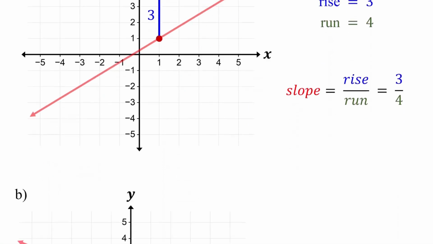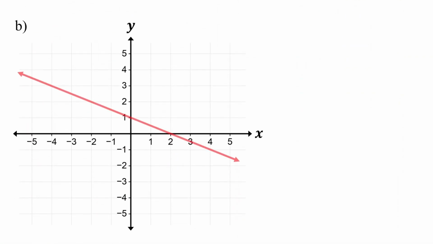Now, let's look at a line with a negative slope. First, locate 2 points on the line with integer coordinates. Next, find the rise. Starting at the point on the left, move down 1 unit. Note that moving up gives a positive rise, and moving down gives a negative rise. So, since you move down 1 unit, the rise is -1.